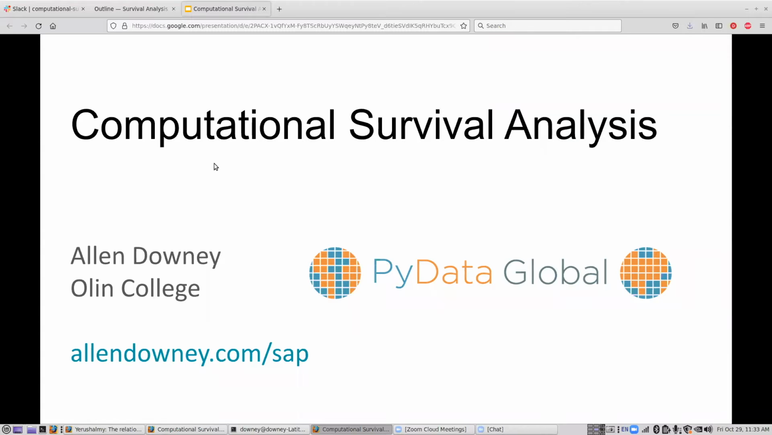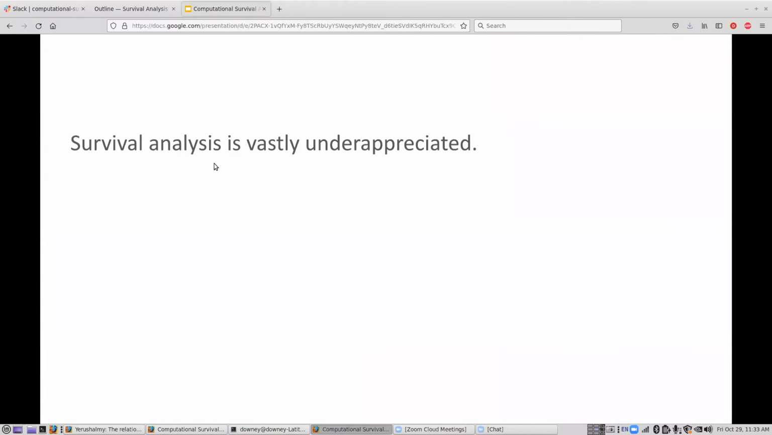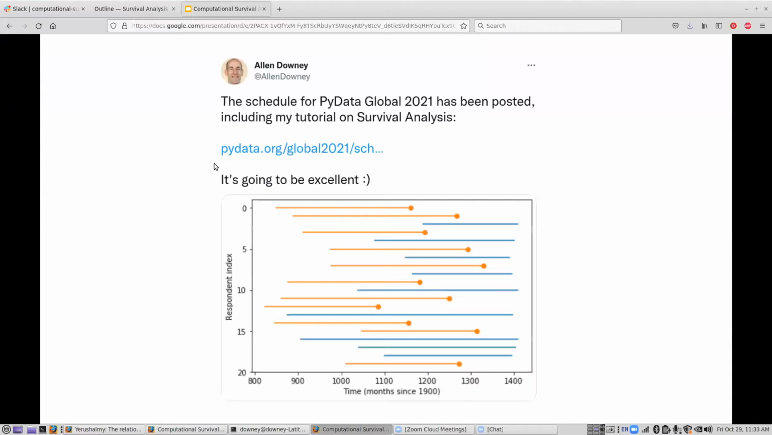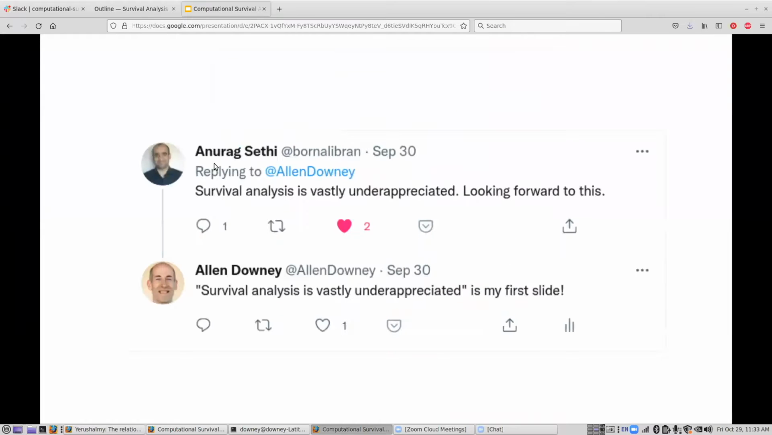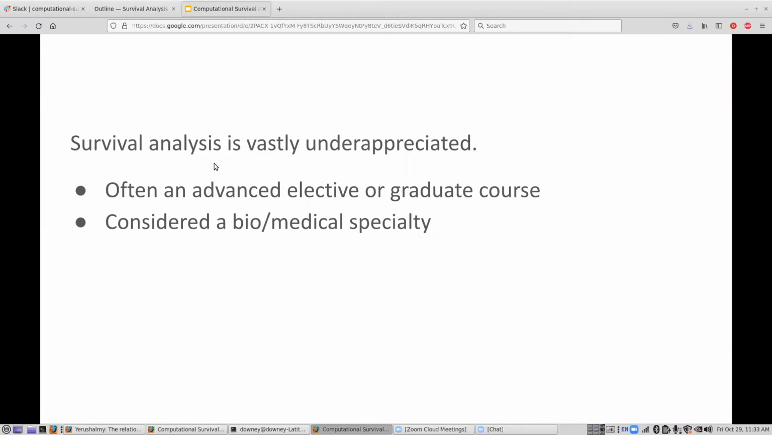So let's get into it. Survival analysis is vastly underappreciated. And I have to say that on my first slide because I tweeted about this workshop a couple of weeks ago. And the first response I got was from Anurag, who said, survival analysis is vastly underappreciated. And I decided that that has to be my first slide. So that's why it was the first slide. And let me explain what I mean by that.